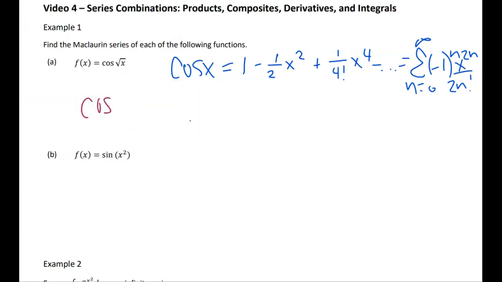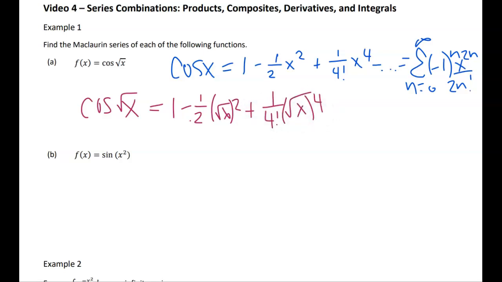So if I want to take the cosine of the square root of x, well, I don't have an x here. Then I have 1/2 and then the square root of x squared, plus 1 over 4 factorial, the square root of x to the 4th. And that ends up being an alternating series still there.